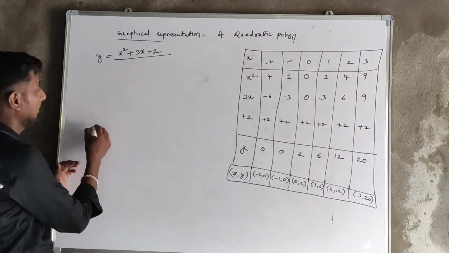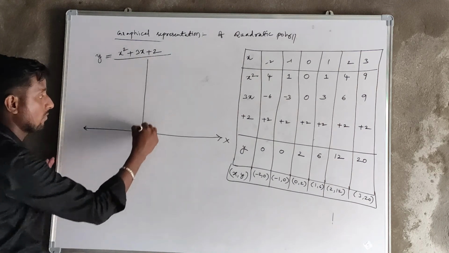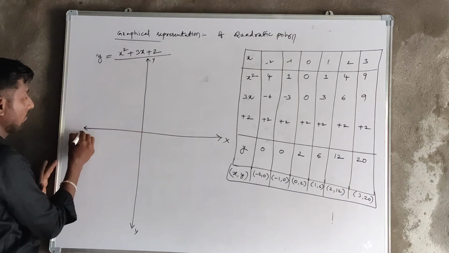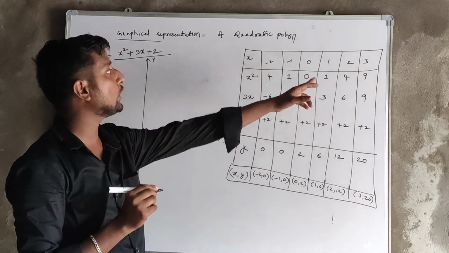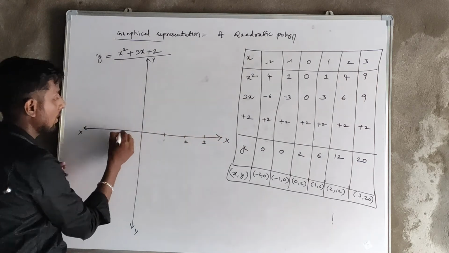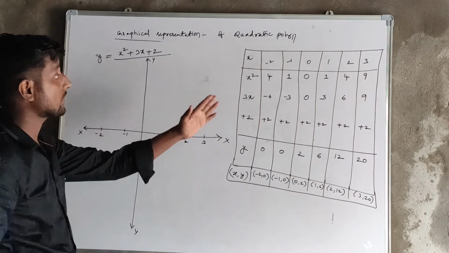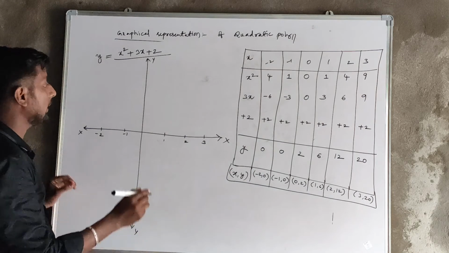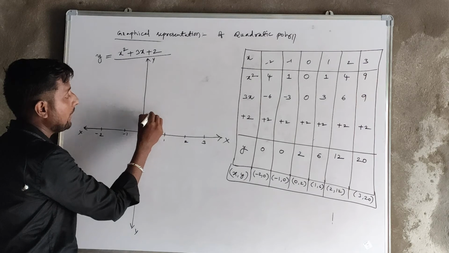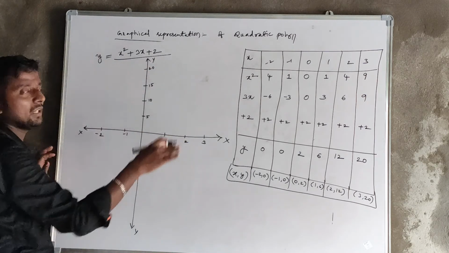Now, graph side. Y-axis. Look at the x max value, just 3. 1, 2, 3. Minus 1, minus 2. Okay. Next, the y max value is 20. Correct? So I can take 5, 10, 15, 20. So approximately we'll look at this parabola.